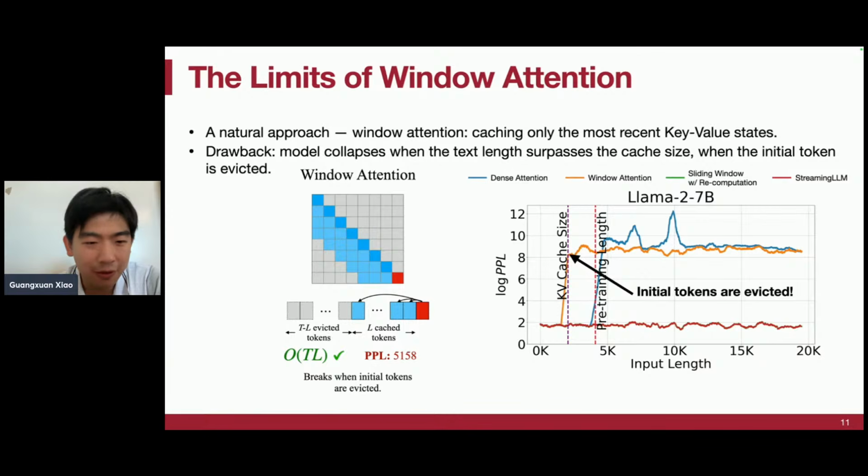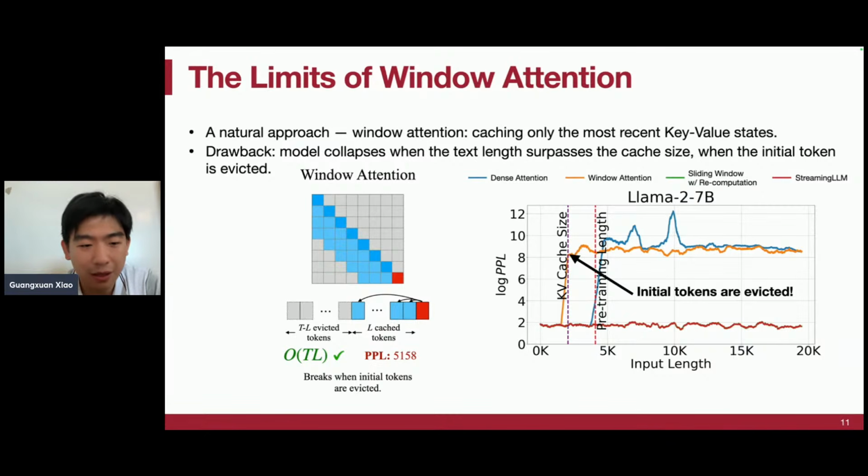We depict this in the figure on the right. The x-axis is the input sequence length, and the y-axis is the log perplexity. It's still the lower the better, and it's a measure of quality. You can see that for the orange line, which is window attention, when the sequence length is longer than the KV cache size, suddenly we see a perplexity spike, which means that the model can no longer be used.